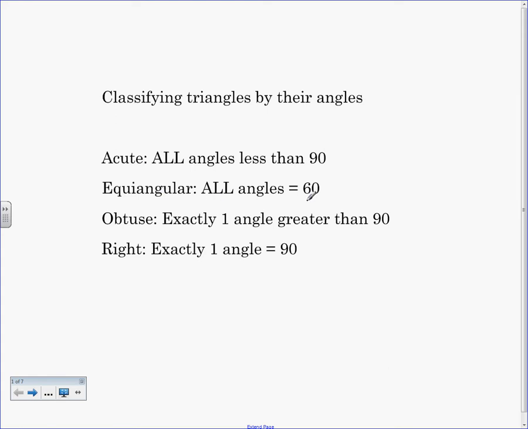If all the angles are equal to 60, it's called equiangular. If you have one angle greater than 90, an obtuse angle, then it's an obtuse triangle. If you have one angle that is 90, it's a right triangle. In your notes, you have pictures of what that could look like, so take a minute and look at that.